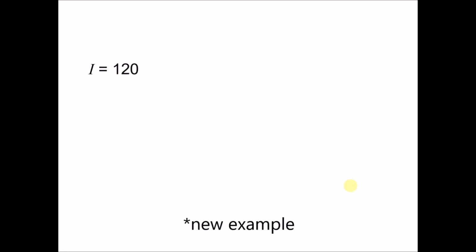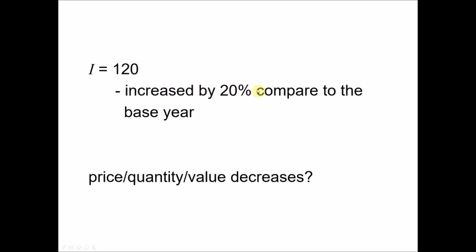So for example, now, if in a given situation, when you calculate, you get the index is 120. This is the index number you get. So what conclusion can you make? You know that since 120 is more than 100, the number increased compared to the base year. Increased by how much? Increased by 20% compared to the base year. This happens when the values or the numbers increase compared to the base year.